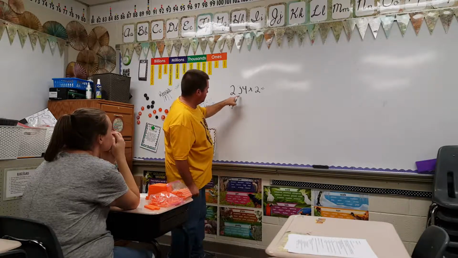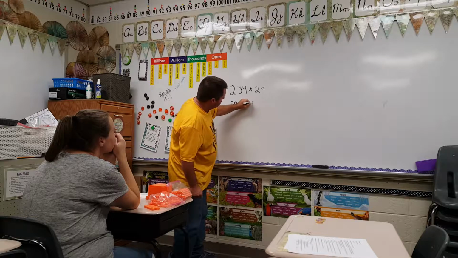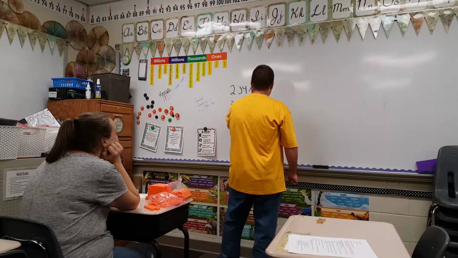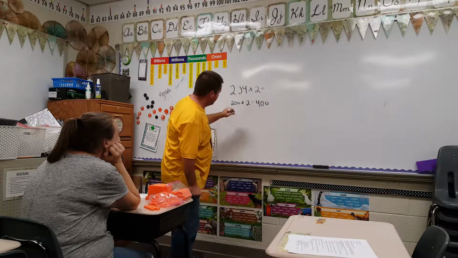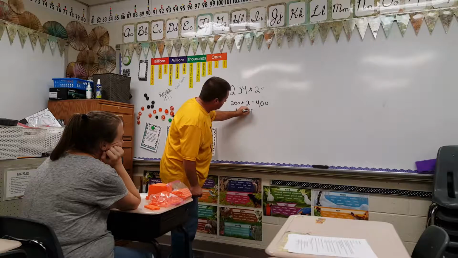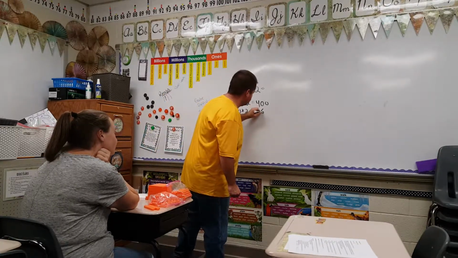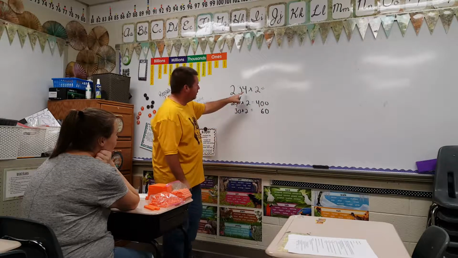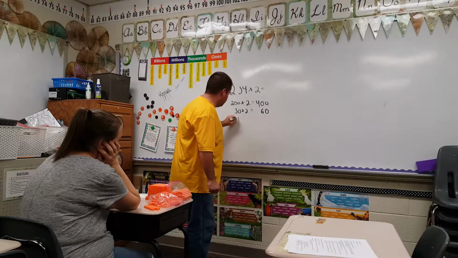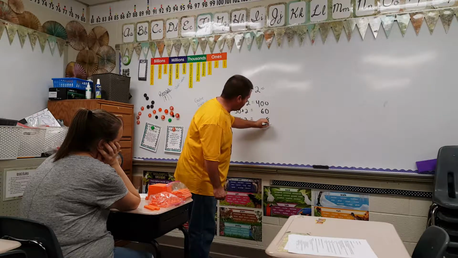So if I take 200, multiply that by 2, what does it equal? 400. So we get 400. Now we're going to take 30 times 2. And what is 30 times 2 going to equal? 60. All right, so we've got 60 and 400. 4 times 2, what is that going to equal? 8. So 4 times 2 we determined equals 8.